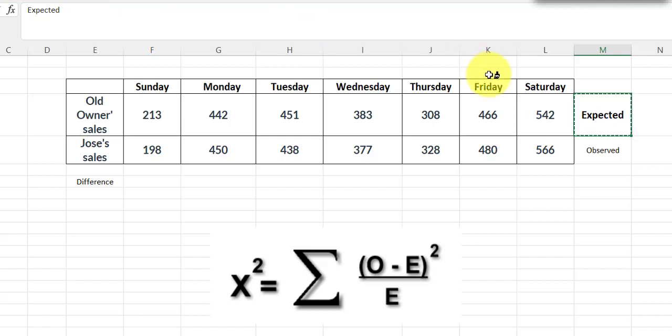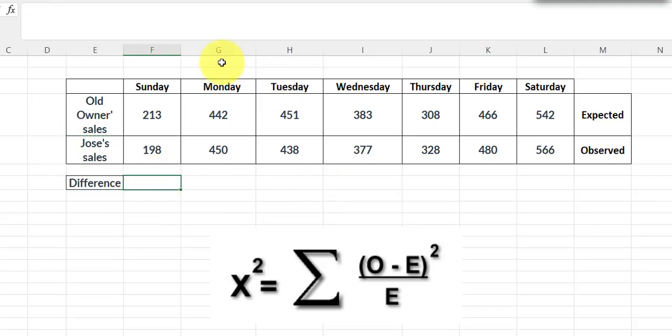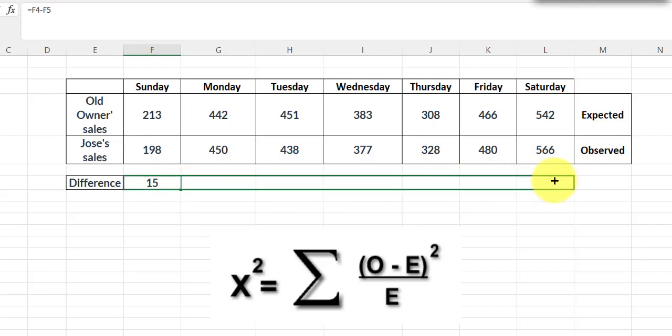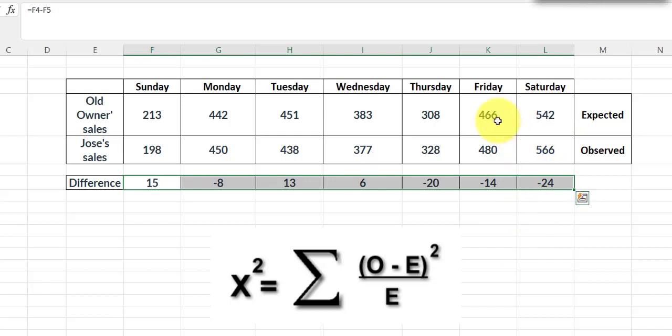So first things first is we're going to look at the difference between the two. Again, we're going by that formula. So we simply go equals this one minus that one. And then we just drag it out. Let's make these big so you guys can see them. And then we're going to go all the way across. So there's the differences. Some are larger than others, right? So it looks like their big days are Friday and Saturday. Good restaurant business.